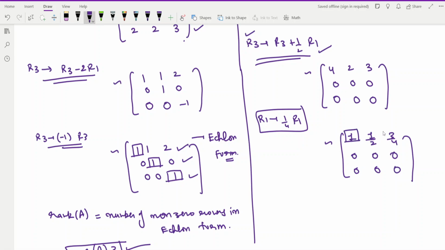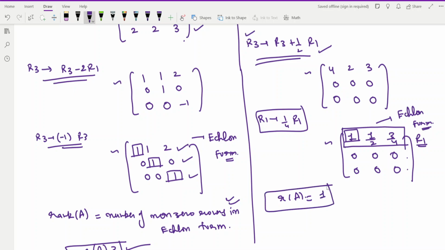So as per the rules of Echelon form, this matrix is now in Echelon form. In this matrix, how many non-zero rows are there? Only one non-zero row is there, and that is row 1, and row 2 is 0, and row 3 is also 0. So what is the rank of this matrix? As per this formula, the rank of this matrix is 1.